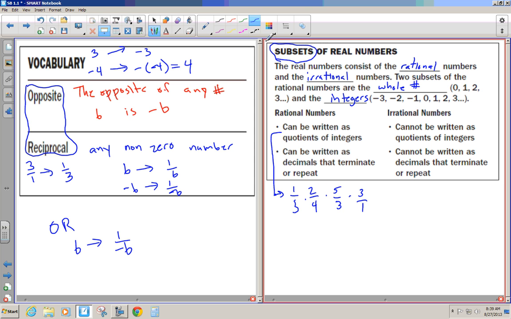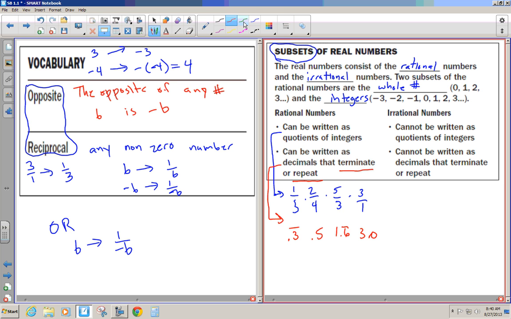Now you can also think of it as decimals that repeat or terminate. 1/3 is 0.3 repeating. That repeats. 2/4 is 0.5. That terminates. 3 over 1 is 3.0, and it stops. 5/3, I believe, is 1.6 repeating. So if they terminate or repeat, they are called rational.